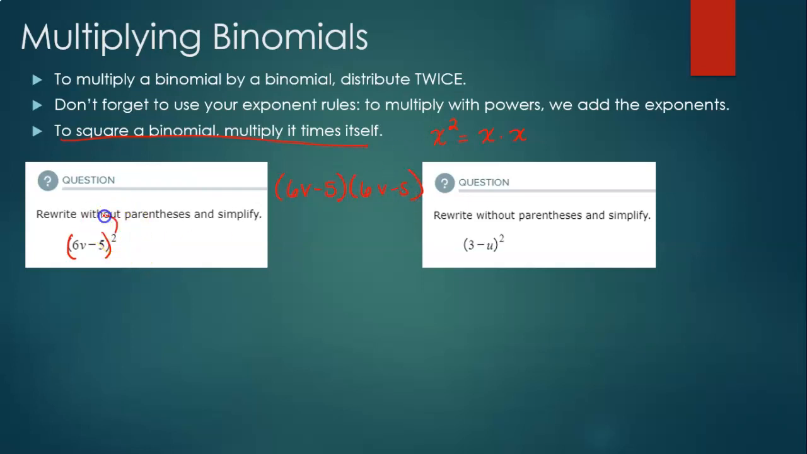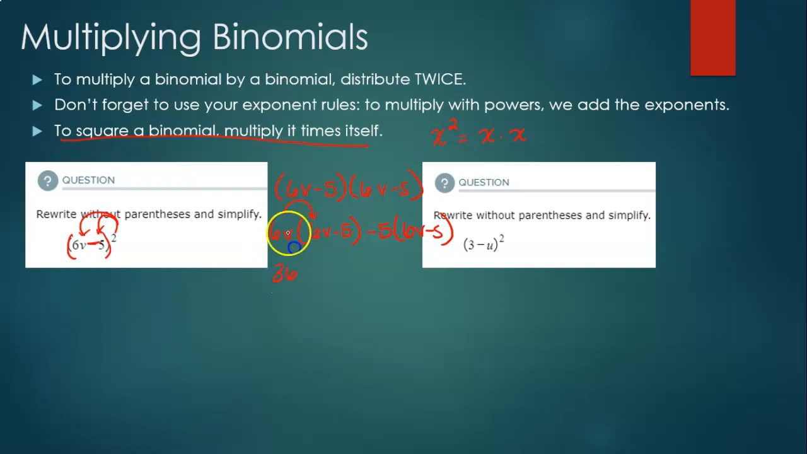I cannot distribute my 2 because this isn't a multiplication problem, it's a subtraction problem. Exponent rules only work with multiplication and division, not with addition and subtraction. So now I need to do 6b times 6b minus 5, minus 5 times 6b minus 5. I'm going to distribute each one.